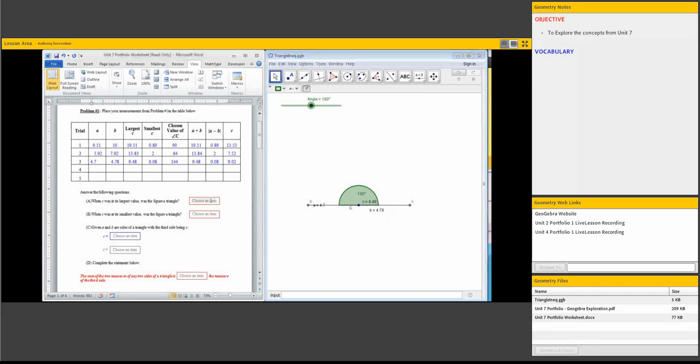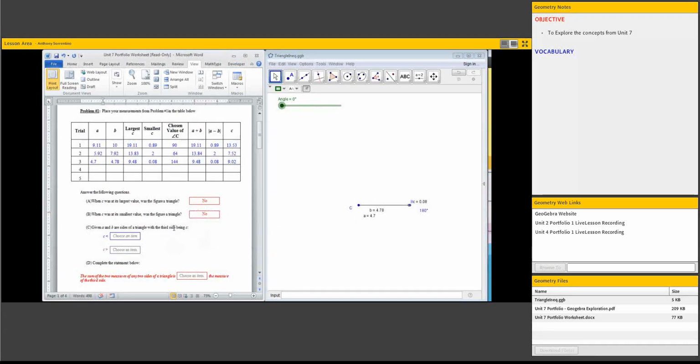It's a straight line. So now this is designed for you, once you pull up here, to be able to choose from a drop-down menu. So no, it wasn't. And same thing with this. When I was at the smallest value, which happened at 0, again, it wasn't a triangle.